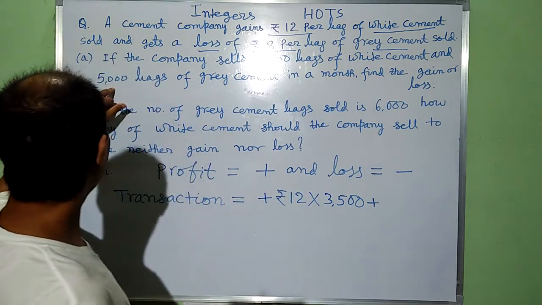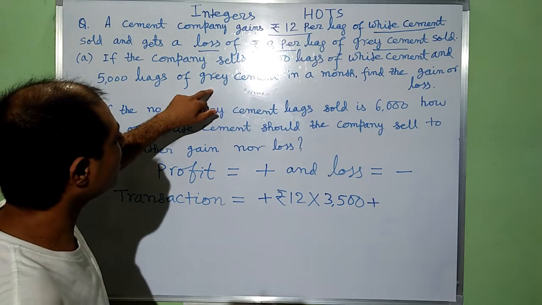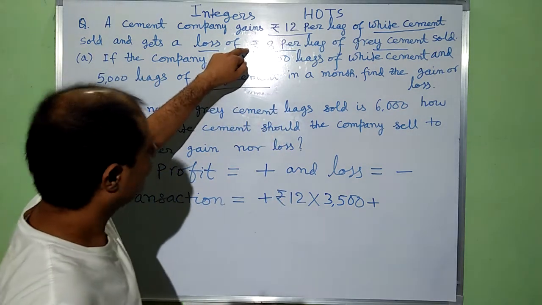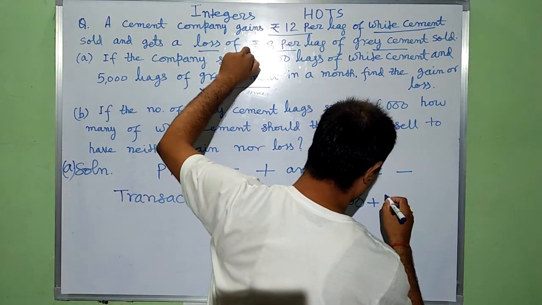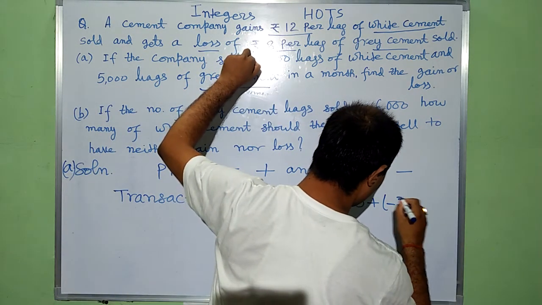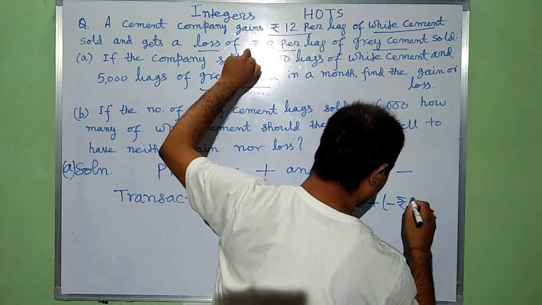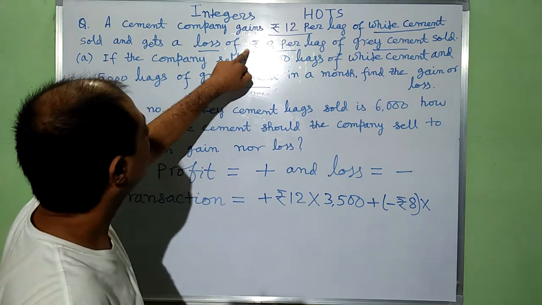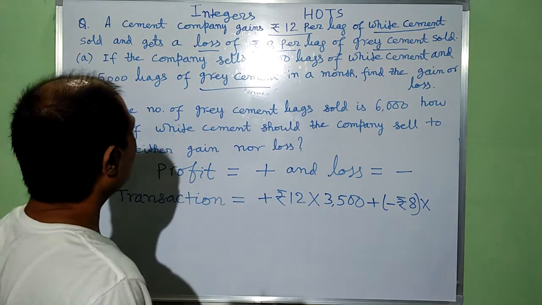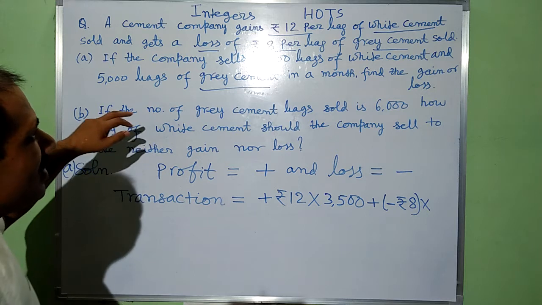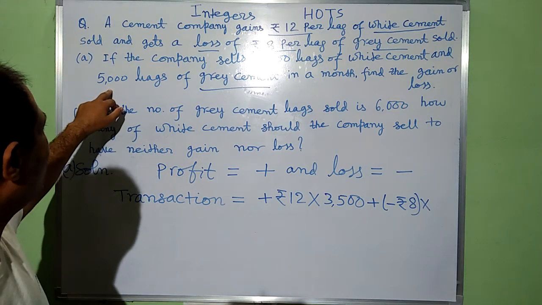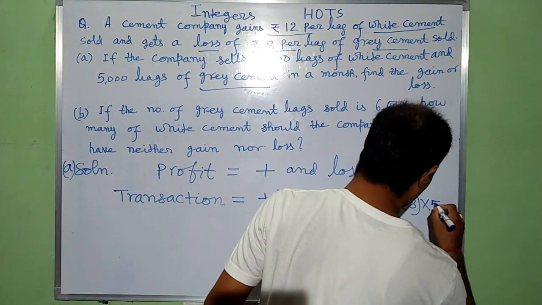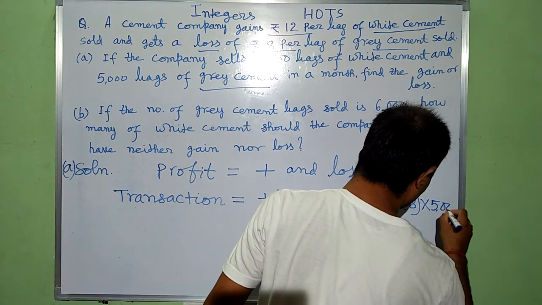5,000 bags of grey cement. There is loss, plus loss is minus rupees 8 on one grey cement bag, and here the total number of grey cement bags is 5,000. Multiply this by 5,000.